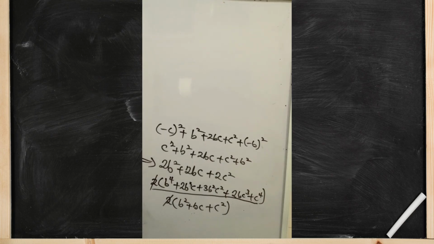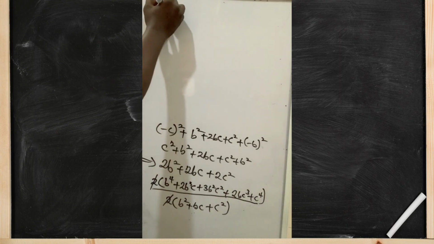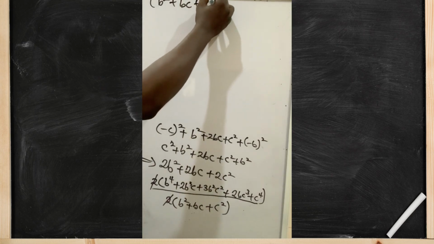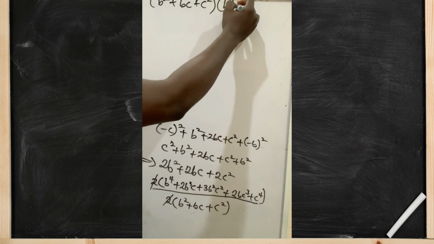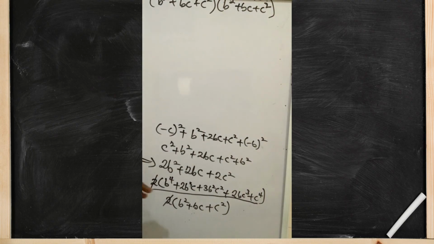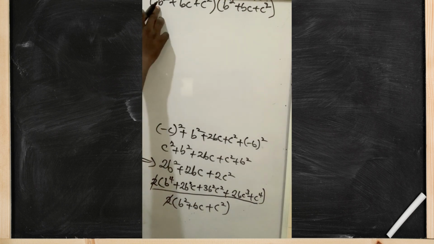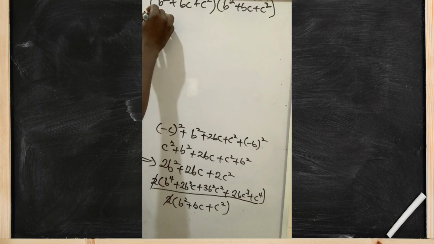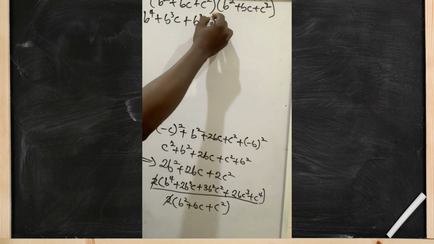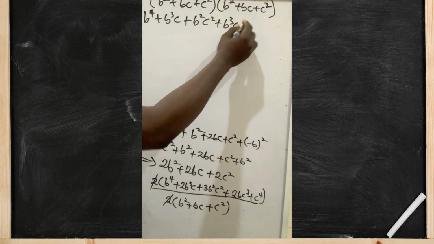Now, what's the relationship? The relationship is that if you square this, it's going to give you this value. So I want us to quickly do it in order for us to be able to see, so that you won't assume or feel, how did we arrive at that? So if we square the denominator, we're going to get the numerator. So just to simplify that, this will give you b raised to power 4 plus this plus this.